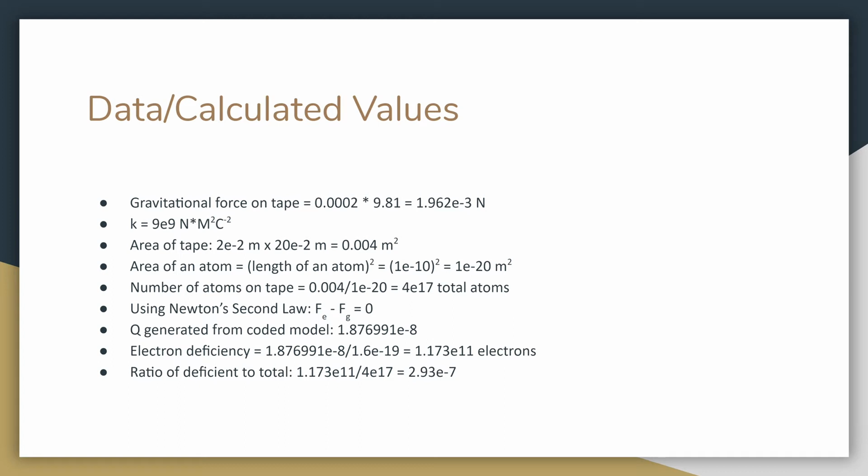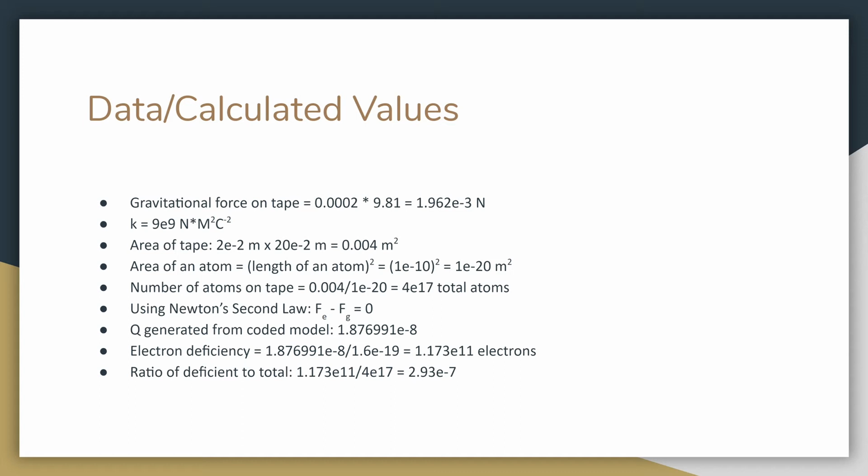My data and calculated values are below. So the gravitational force on the tape is going to be about 1.962 times 10 to the negative third power newtons. K, our electric constant, is going to be equal to 9 times 10 to the power of 9. The area of the tape is going to be 0.2 meters times 0.02 meters, or 20 centimeters times 2 centimeters, because the width of the tape was 2 centimeters, which is going to get us 0.004 square meters.